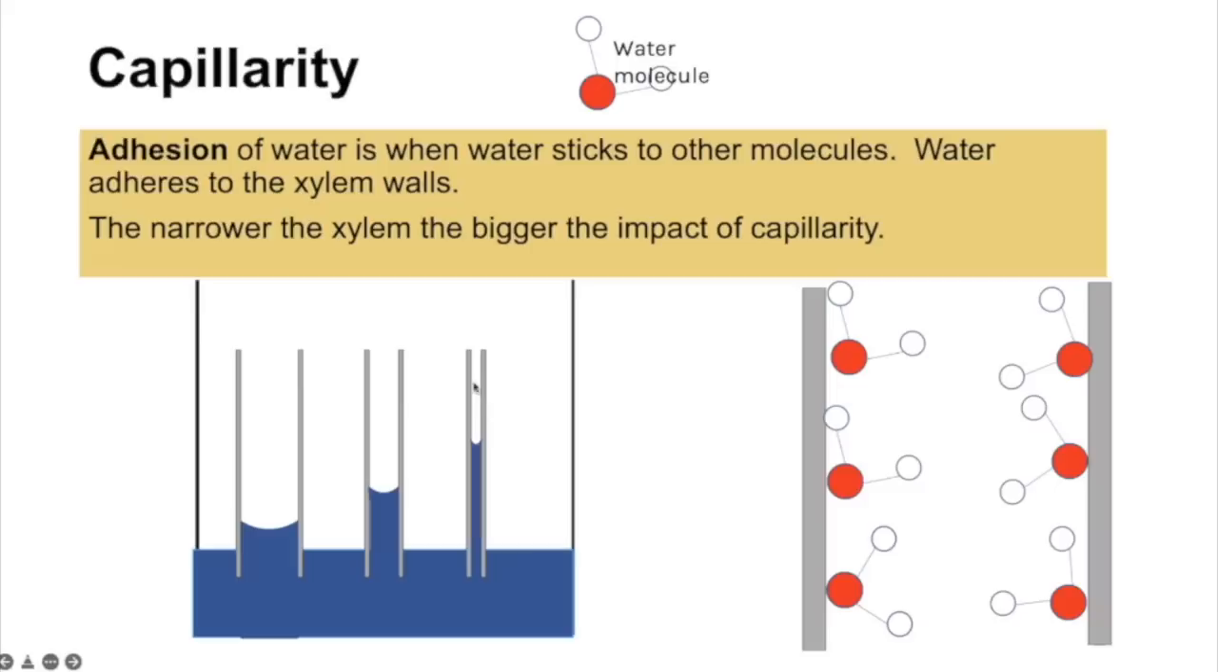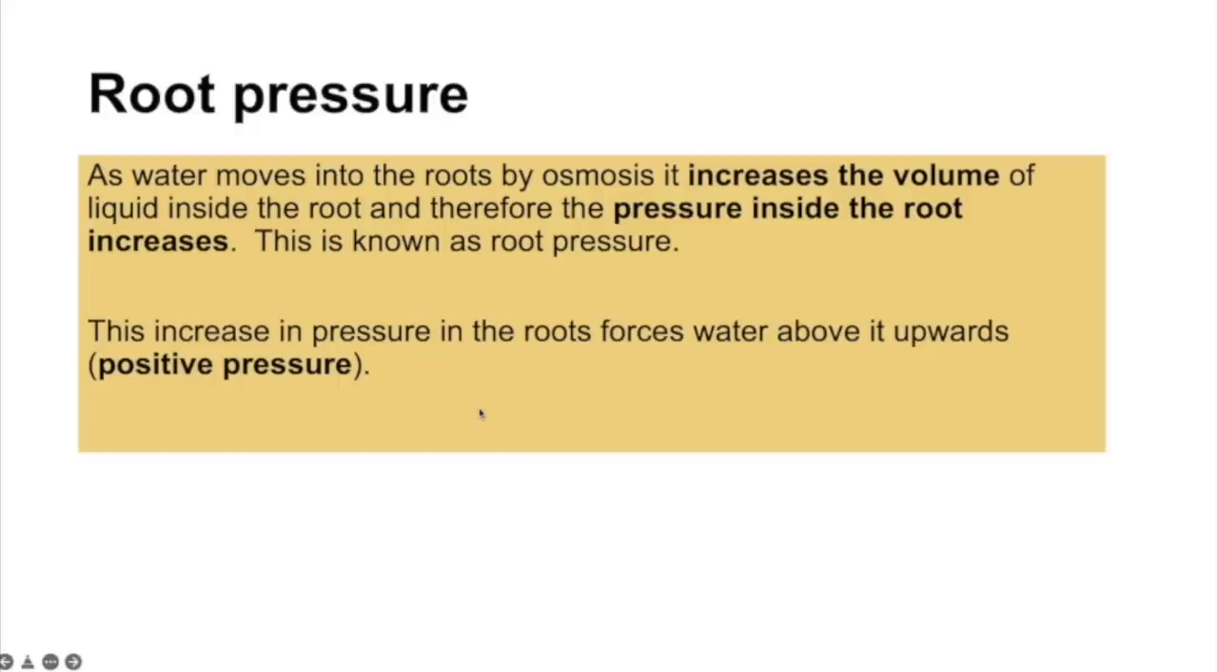The next idea was this idea of adhesion, whereby the water molecules will actually also stick to the walls of the xylem. And if you have a really narrow xylem, that will increase this capillarity effect, and therefore the liquid will be moving up more just from this sticking, this adhesion effect. So the narrower the xylem, the easier it's going to be to transport the liquid up the xylem against gravity.